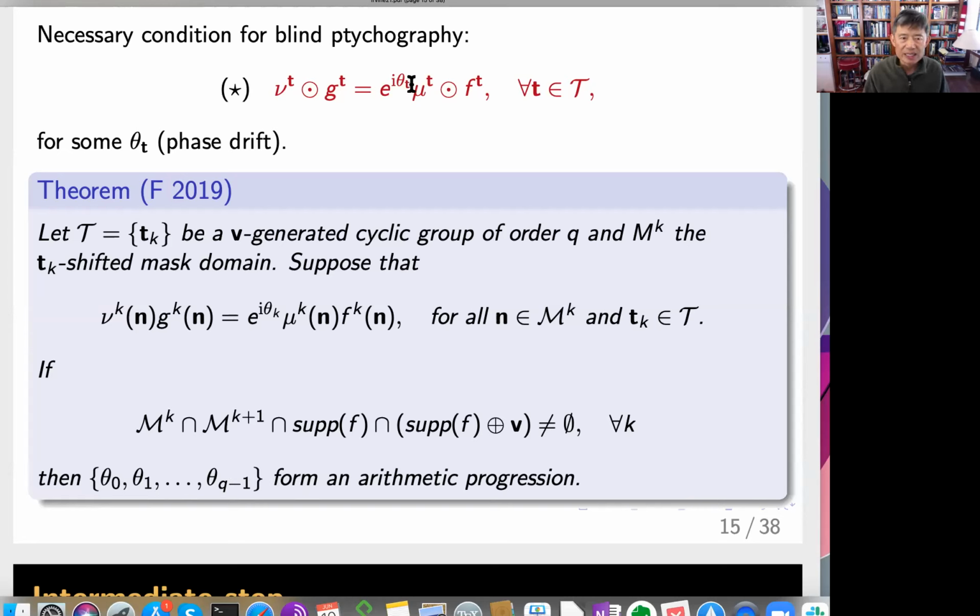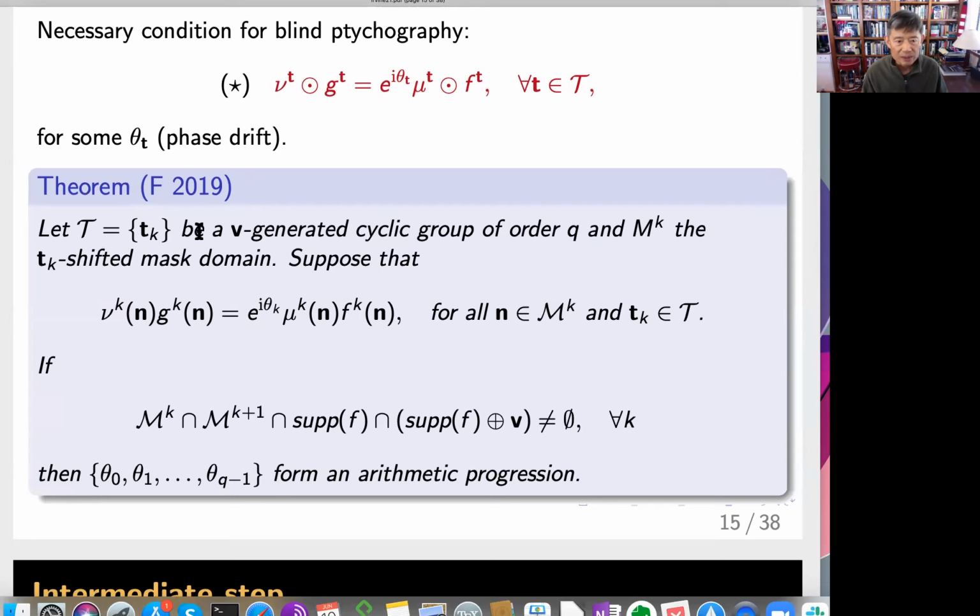So theta_t can be indexed by two indices, K and L, as previously. Here I look at one cyclic group, for example a one-dimensional raster scan. So here I only put one index. And then you can show that regardless of whether it's one generator or two generators, the phase drift theta forms an arithmetic progression.